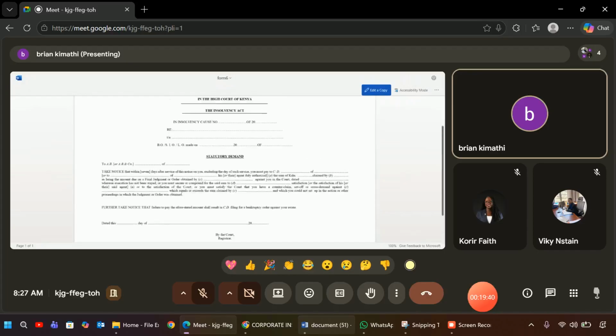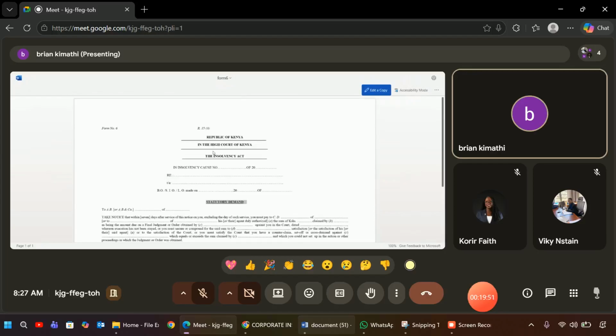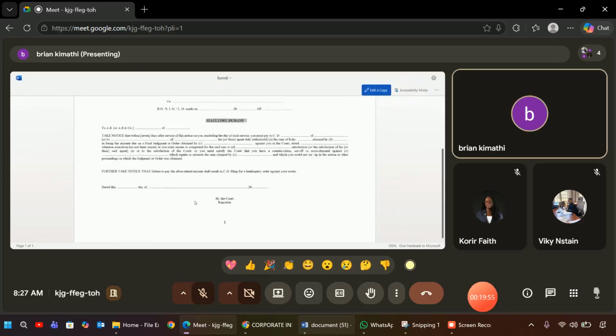So this is a statutory demand, and they are calling it a statutory demand because this is simply a demand letter, but now it's a demand letter in terms of insolvency, backed by the Insolvency Act, backed by the insolvency regulation. So it's just another demand letter.